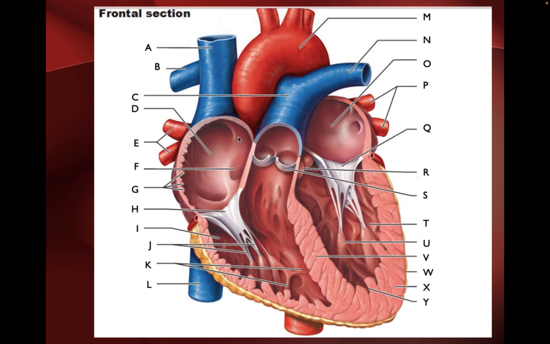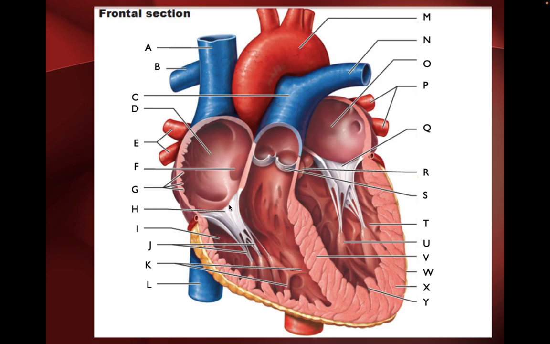So this is the right atrium, and this is the left atrium, and that's where blood will enter from the body, and this is where blood enters from the lungs. Here are the lower chambers, the ventricles. This is the right ventricle, and this is the left ventricle. So those are the 4 main chambers, and there's also, you can see, 4 main valves.